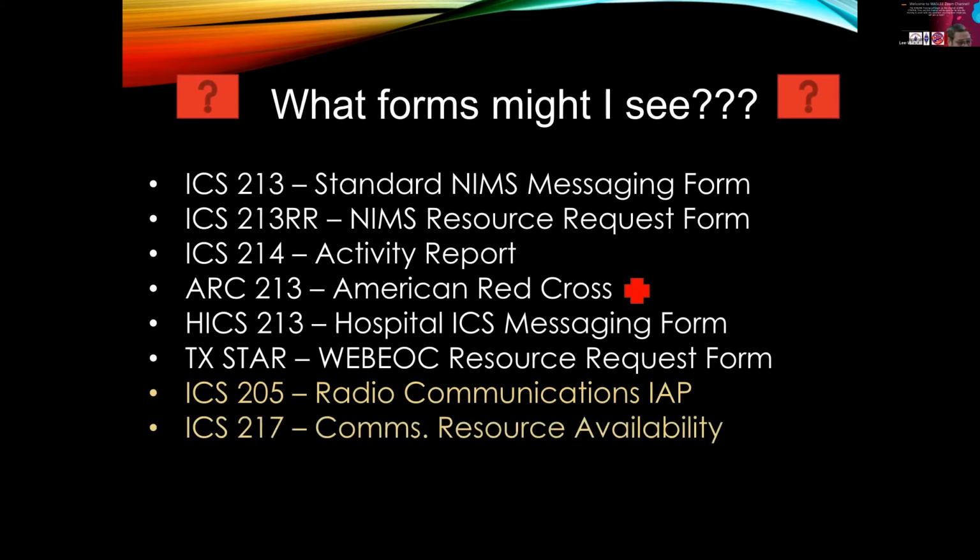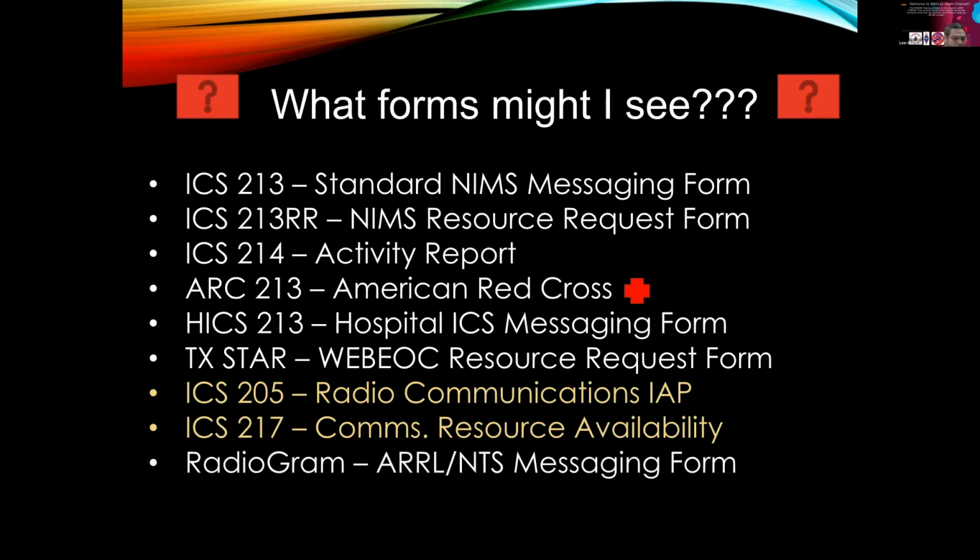The 205 and the 217: 205 is an incident action plan for an event, and the 217 is a resource availability of communication resources. The 205 and the 217 are primarily forms that are created and sent out by leadership, COM-Ls, or in the absence of a COM-L, COM-T. The leadership prepares these hopefully ahead of the event, or as soon before the event begins or after the event starts as possible. So there you have it, as well as the most wonderful form in the world, the radiogram, which is the ARRL NTS messaging form.